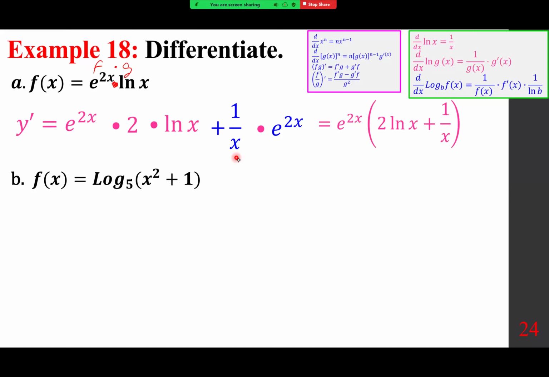Log base 5 of x squared plus 1. In order to differentiate, first you want to decompose the log. There's nothing you can do, just the way it is. You start differentiating by flipping this over. F prime of x is 1 over x squared plus 1. Then you need the derivative of the argument times 2x. Then you look at the base. If the base is e, you're done. If not, 1 over ln b, so 1 over ln 5. And this, we just rewrite this by putting the 2x in the numerator.